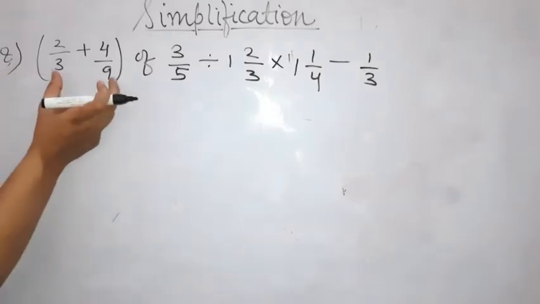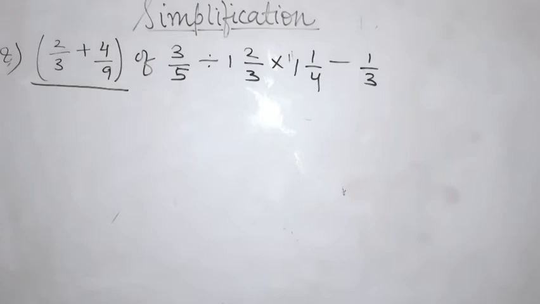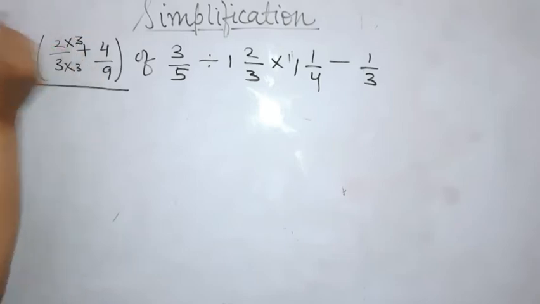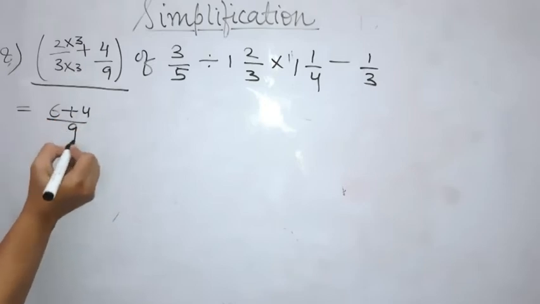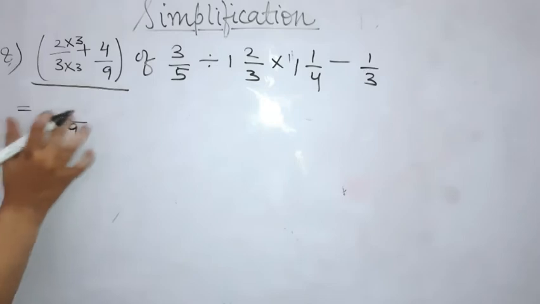So what is the LCM of 3 and 9? I am underlining the portion which I am solving. The LCM of 3 and 9 is 9. So 3 has to be multiplied by 3 in order to make it 9. By the same number we have to multiply the numerator. So when you multiply 2 by 3, it will be 6 plus 4 upon 9. Okay, that is 10. So let me write it completely.